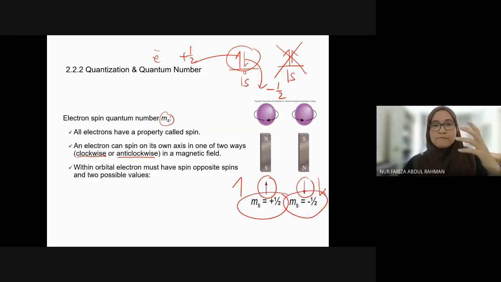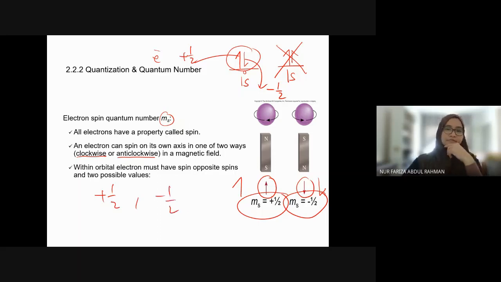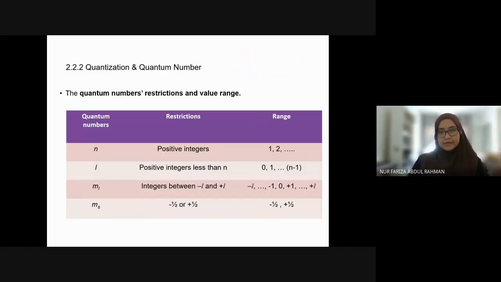For MS we have positive half for clockwise or pointing up, the upward position. The downward position should be negative half. So we have positive half and negative half. That's all, MS is done. Now we know how many electrons sit in an orbital. So these are the summary that you may refer to.